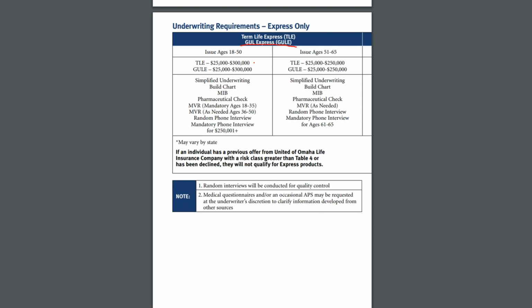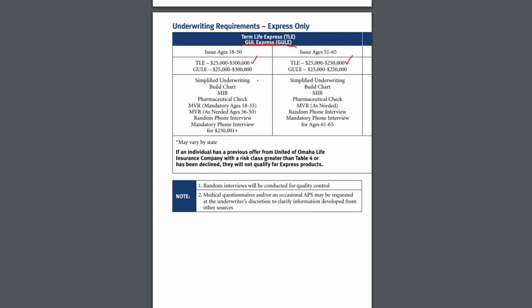But for the Term Life Express, if they're between the ages of 18 and 50, you can now go up to $300,000 of coverage. If they're 51 or over, you can go up to $250,000 of coverage without a physical exam. Now, here's one thing I want to tell you, and we'll get into it in a minute. If they're a certain age, I believe over 60, there is a mandatory phone interview. Okay. Well, let's stick on this first side.